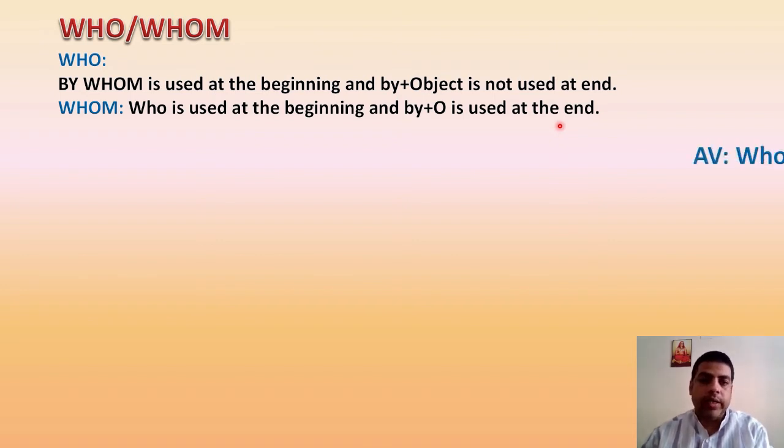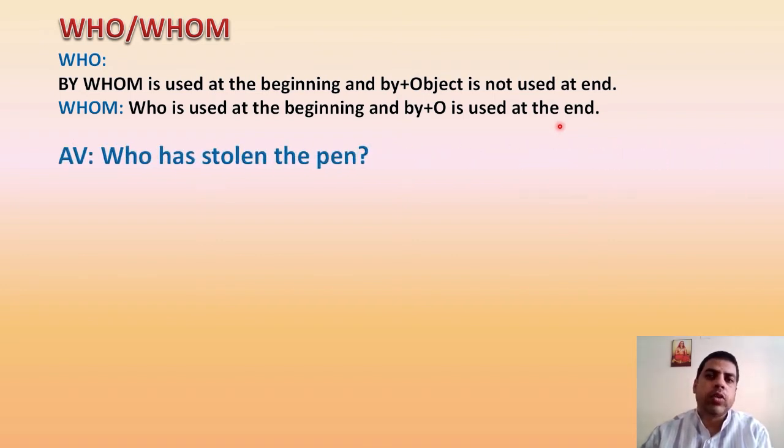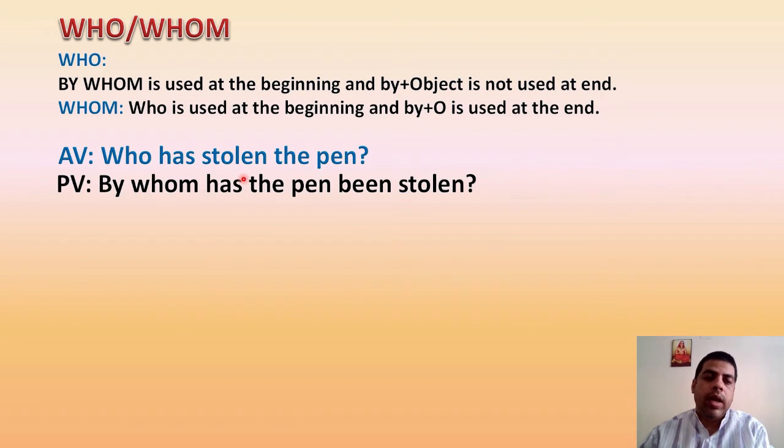Now look at one example. Who has stolen the pen? Now in this case, what we have to do? The pen is the object, so it will be coming to the front. That will become the subject. Has, because the pen is singular, so the word has will come, and stolen is already in V3 form. So by whom has the pen been stolen? That will be the answer.